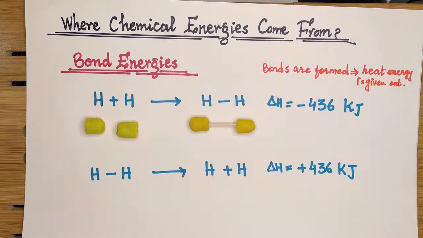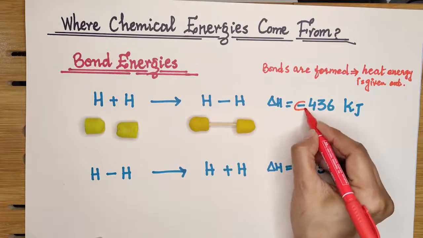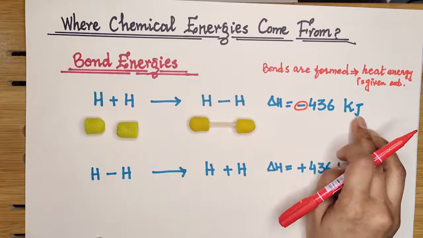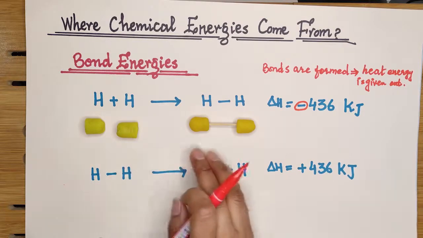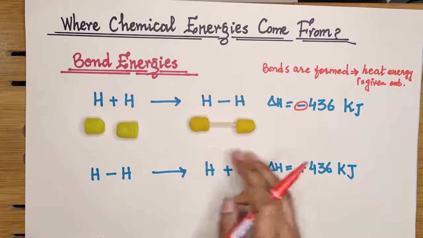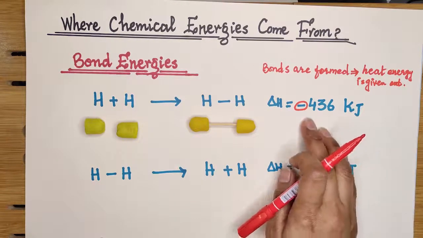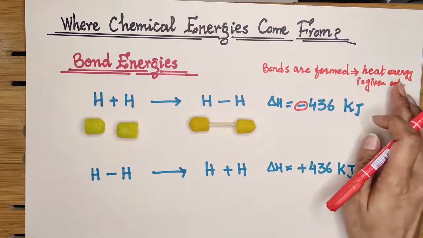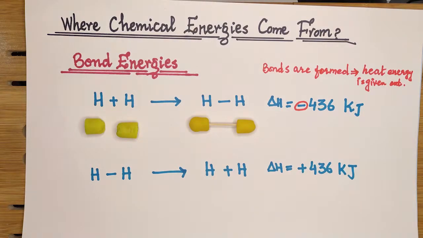Now when we discuss covalent bonds, when this covalent bond is formed, energy is released with a negative sign, that is minus 436 kilojoules. So when two hydrogen atoms combine together to form one molecule of hydrogen gas, minus 436 kilojoules of energy will be released. So bond formation is given as the loss of heat.